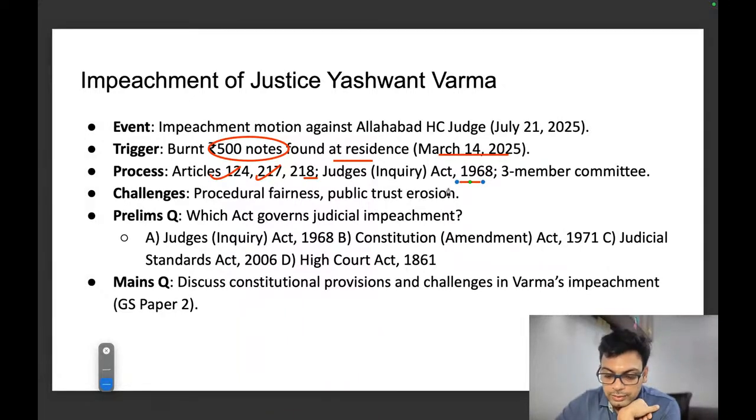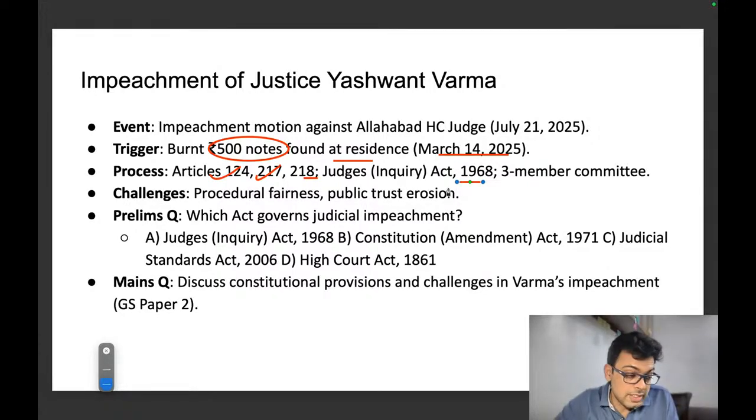Then, now there were a few other judges, but it did not happen. Now the next is Justice Yashwant Verma. Let's see what happens. So, what are the implications?